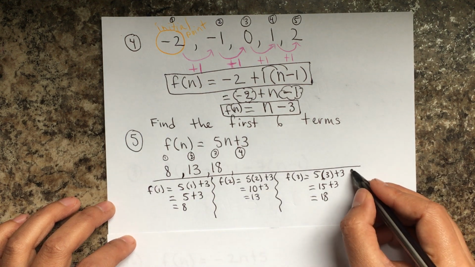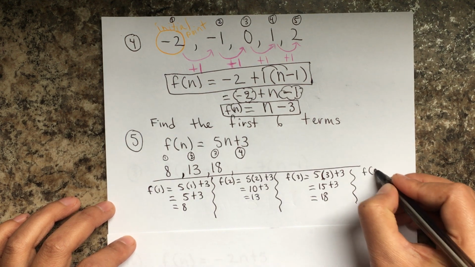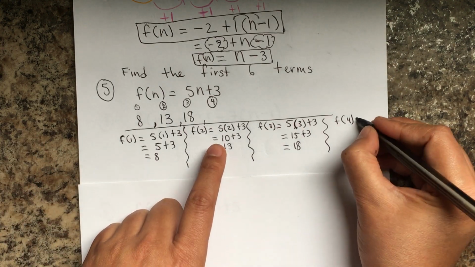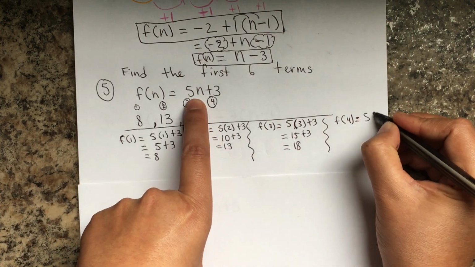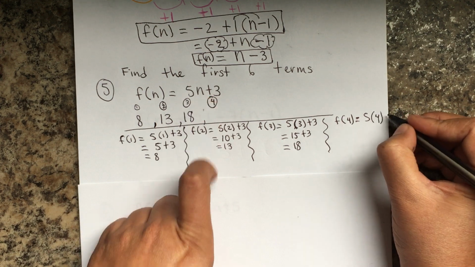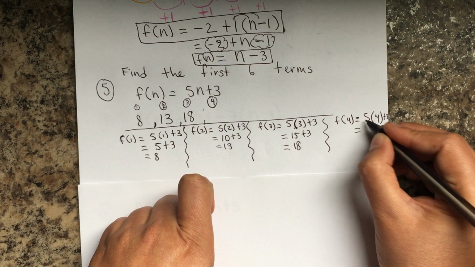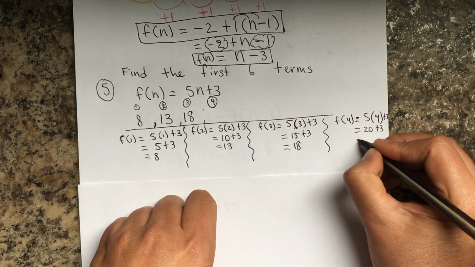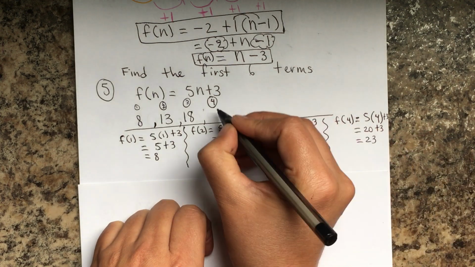The fourth iteration is f of 4 is equal to 5 times the value of that n, which is 4, plus 3. 5 times 4 is 20, plus 3 gives me 23.